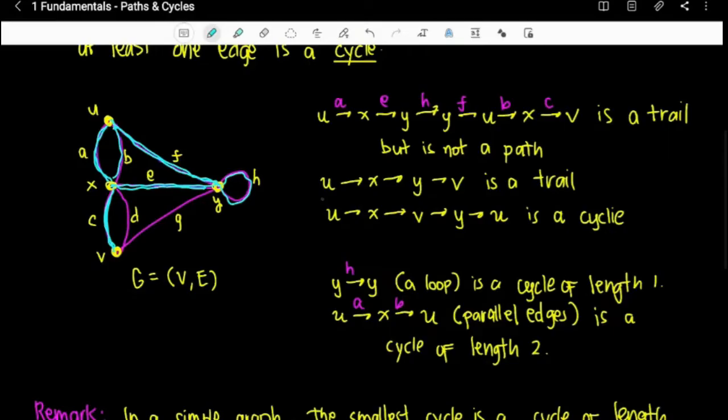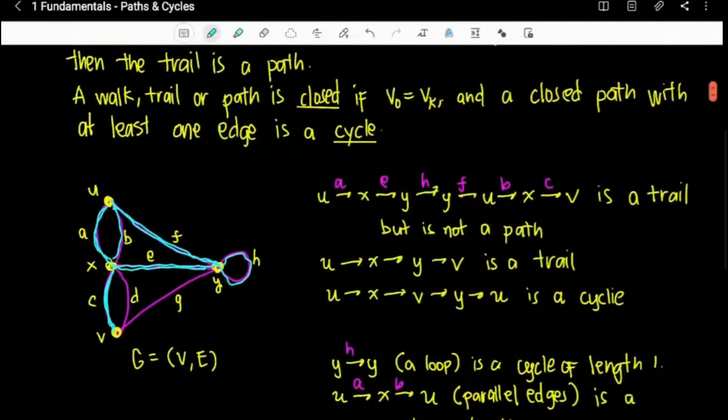UXYV is another path. It's also a trail, and it's also an example of a path. So, a path is a trail. A trail is a walk. Yung walk, para maging trail, kailangan walang repeated edge. Yung trail, para maging path, kailangan, bukod sa walang repeated edge, wala ring repeated vertices.